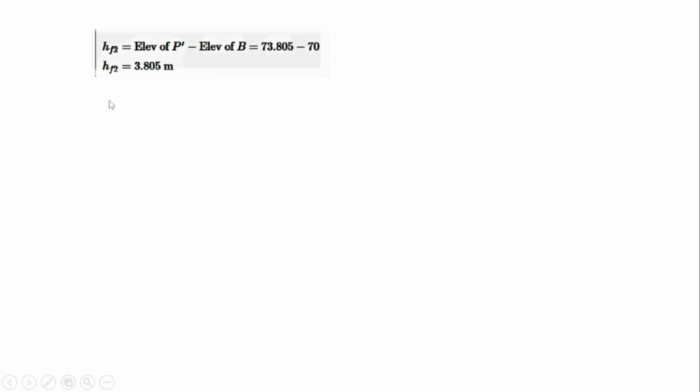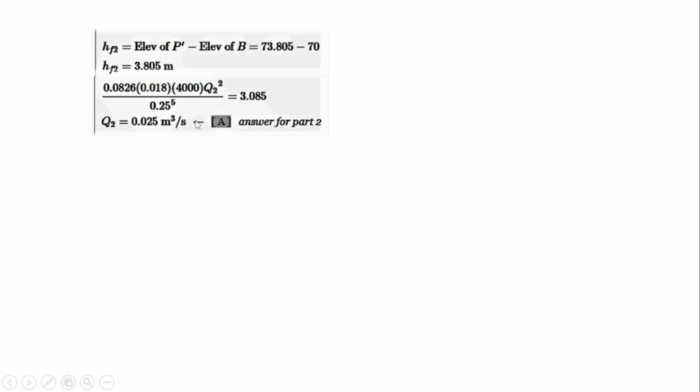Since we are asked to find the flow rate to reservoir B, we are now going to find the major head loss in pipe 2 in order to solve the discharge in pipe 2. The head loss in pipe 2 is equal to the elevation of P prime, or the piezometer reading, minus the elevation of B, which is 73.805 minus 70. So the major head loss 2 is equal to 3.805 meters.